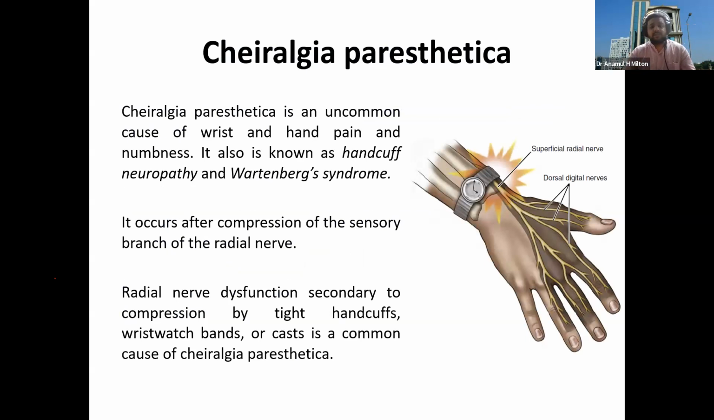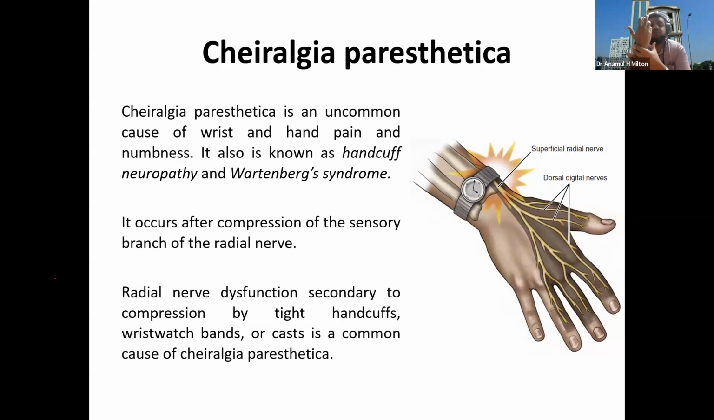Okay, so now cheiralgia paresthetica. Meralgia paresthetica is the other one, in the thigh, but this one is called cheiralgia paresthetica. It's not so common, but sometimes you may find it in your OPD also. Actually it is compression of the superficial branch of the radial nerve.